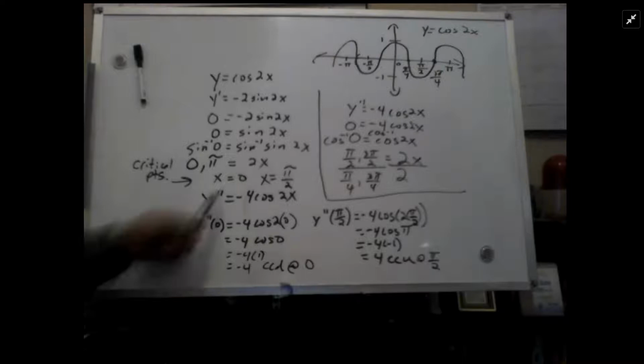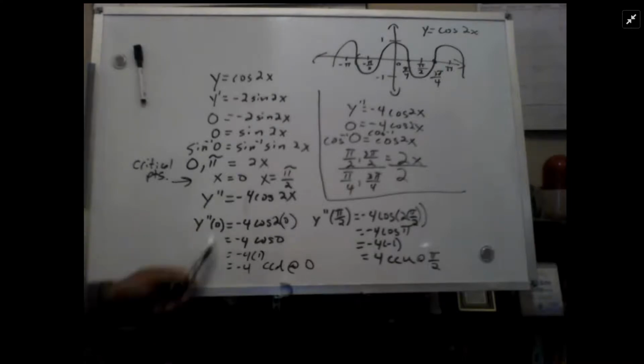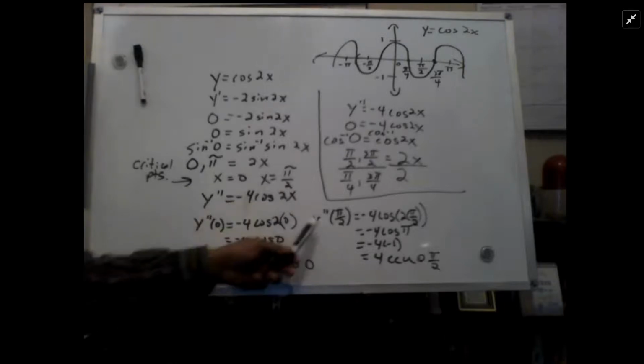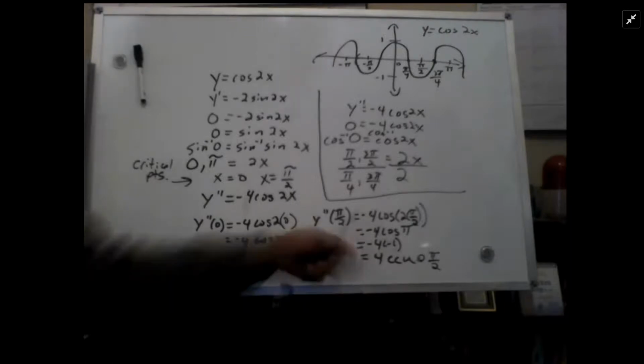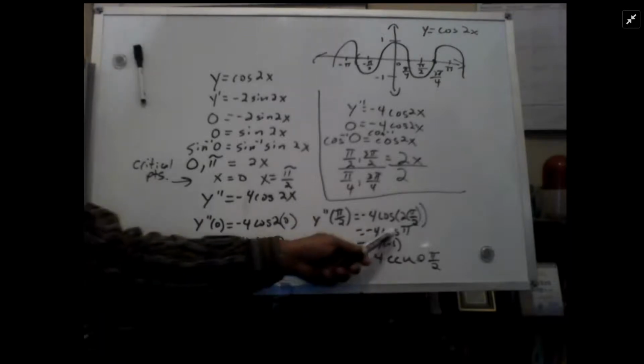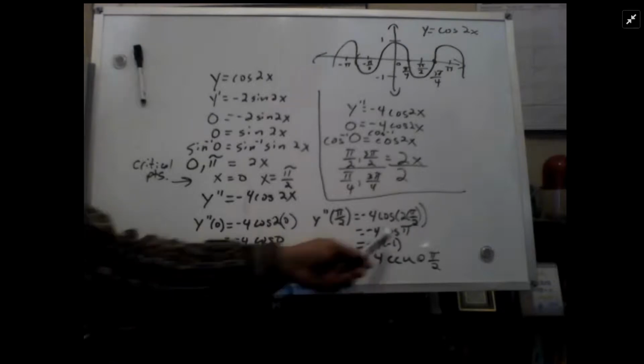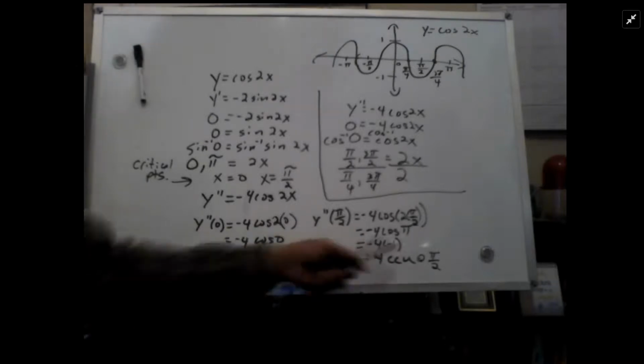Now for the second derivative test, the y prime prime is negative 4 cosine 2x. So now to do the second derivative test, to see where the graph is concave up or concave down, put the first critical point into the second derivative. So y prime prime of 0 is negative 4 cosine 2 times 0, which is negative 4 cosine 0. Well, cosine 0 is 1, so negative 4 times 1 is negative 4. And the negative 4 means that it is concave down at x equals 0.